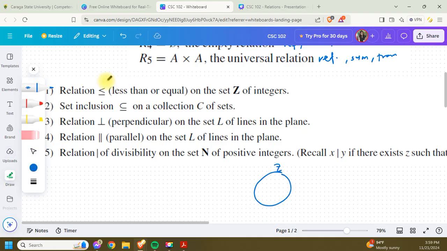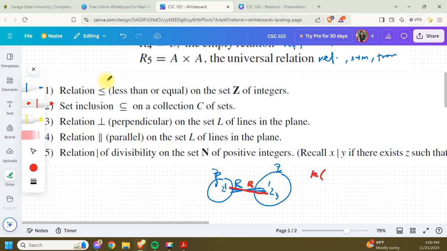So say for example, 1, 2, 3. Technically the relation for that one is of course less than or equal to. So we can say that 1 is less than or equal to 2. So this one here, these are relations. So that's part of your relation.